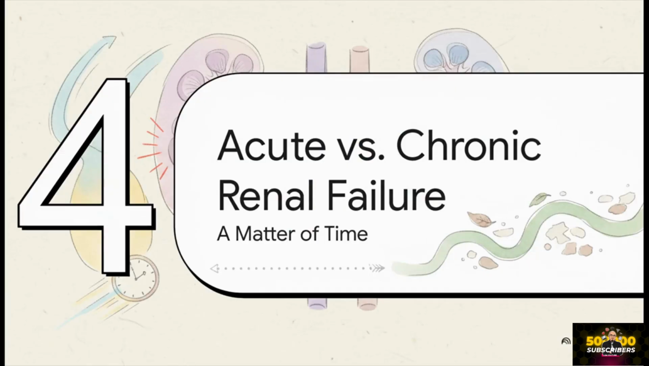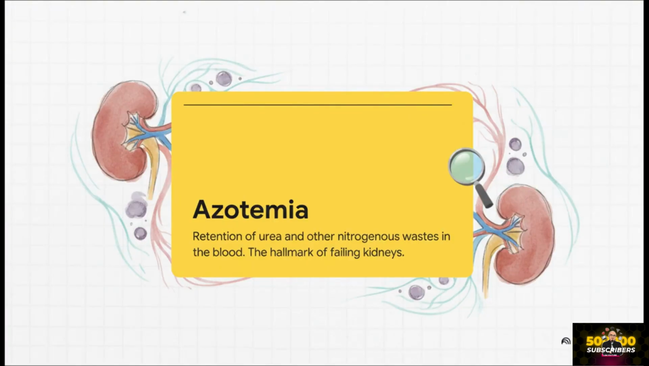All right, let's tackle a huge topic, our fourth section, acute versus chronic renal failure. And the single most important word to remember when you're trying to tell these two apart is time. It's all about how fast the damage happens. But before we can compare them, we've got to know this term, azotemia. Remember those waste products we talked about in the very first section, urea and creatinine? Well, azotemia is just the fancy medical term for when those waste products build up in the blood. It's the lab result that proves the kidneys aren't doing their job.